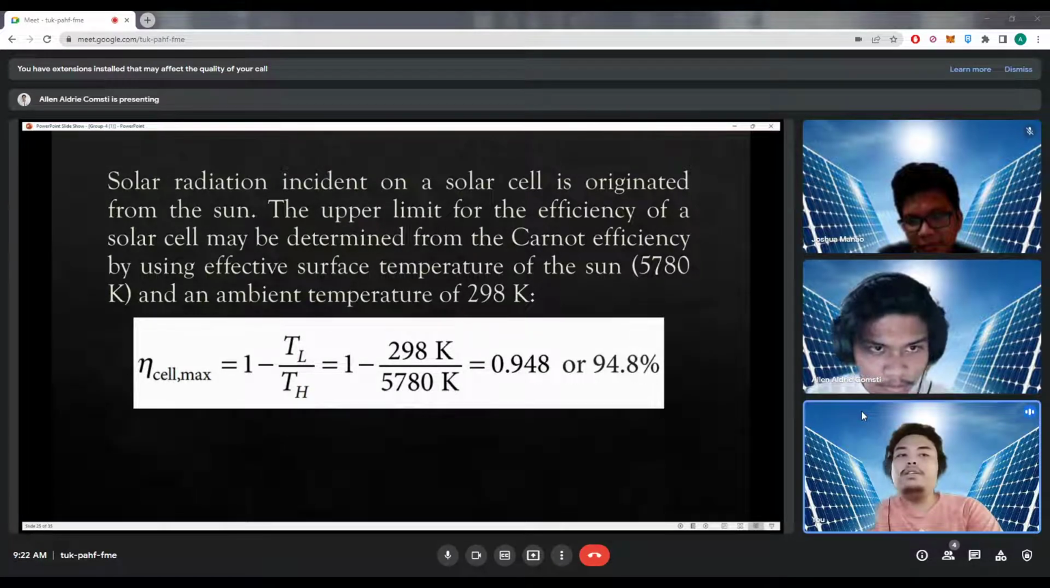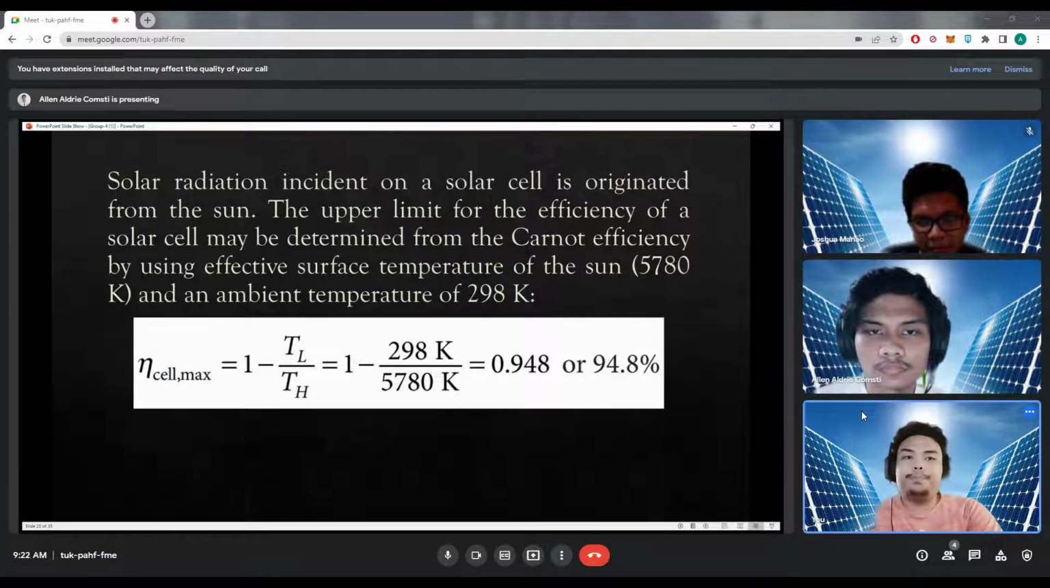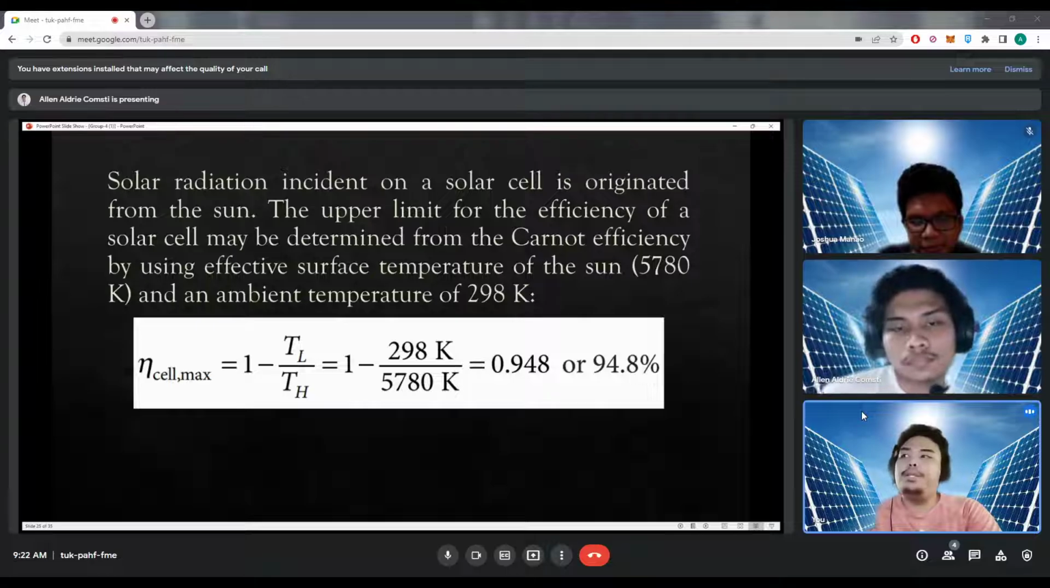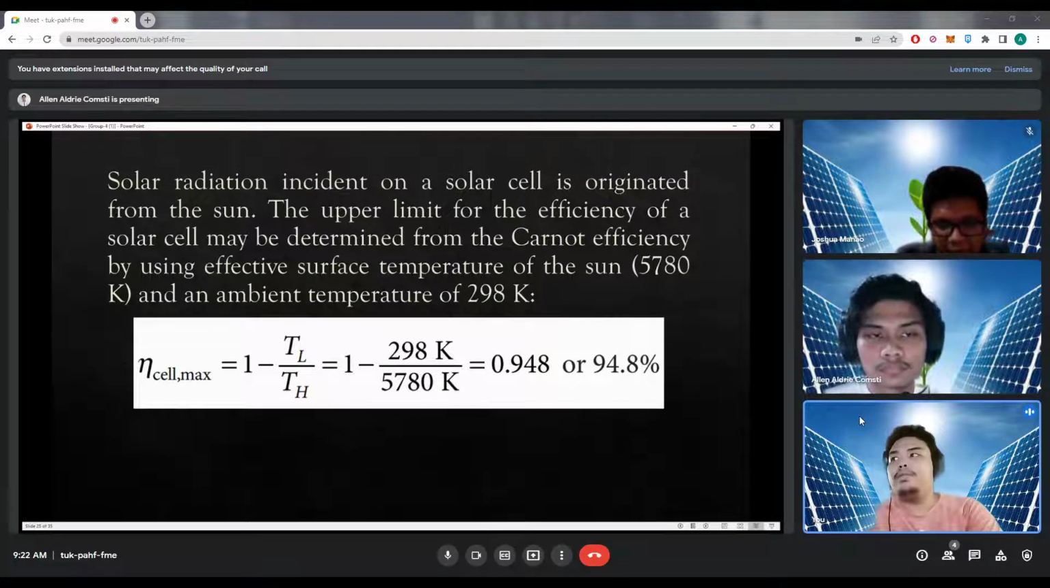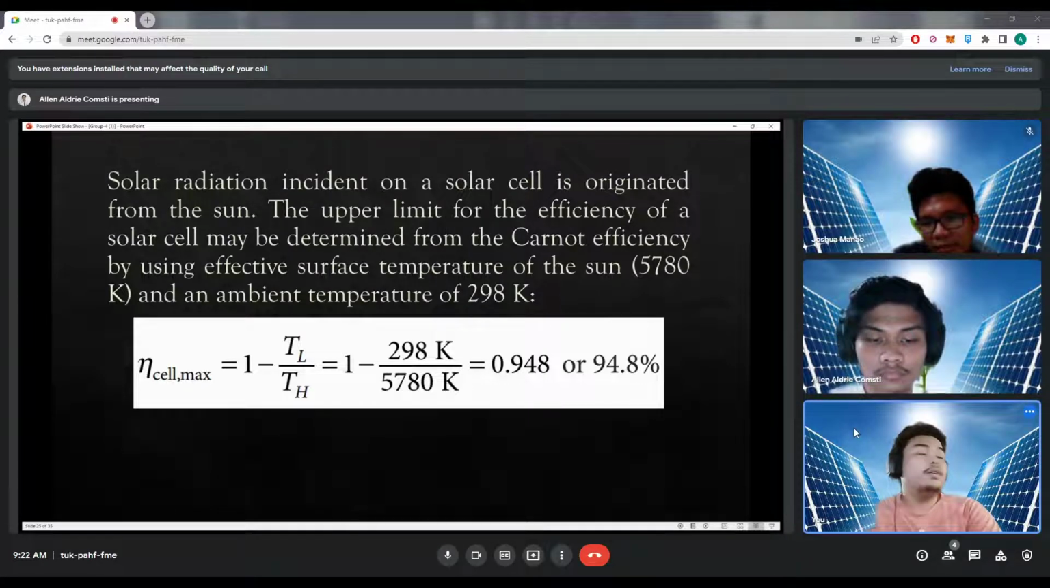Solar radiation incident on a solar cell originates from the sun. The upper limit of the thermal efficiency of a cell may be determined from the Carnot efficiency by using the effective surface temperature of the sun, which is 5780 kelvins, and an ambient temperature of 298 kelvins.